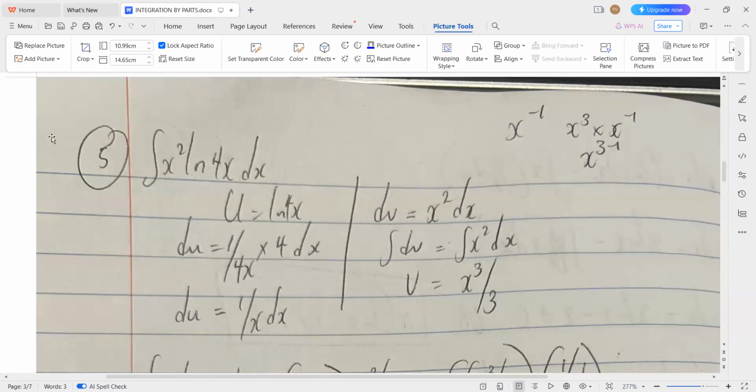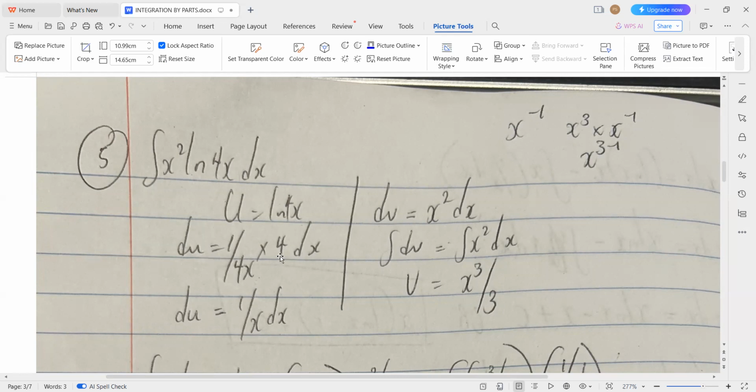Yeah, so this question says x squared natural log of 4x. So u is what? Natural log of 4x, and dv is what? x squared dx. Yeah, so if you differentiate natural log of 4x, as I explained here, you have 1 over 4x times 4.